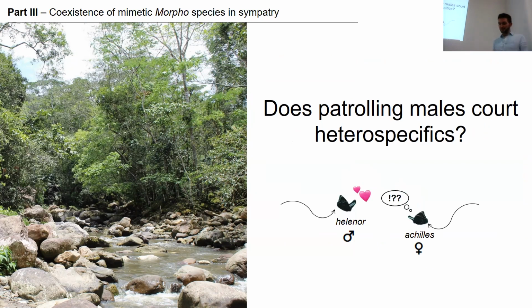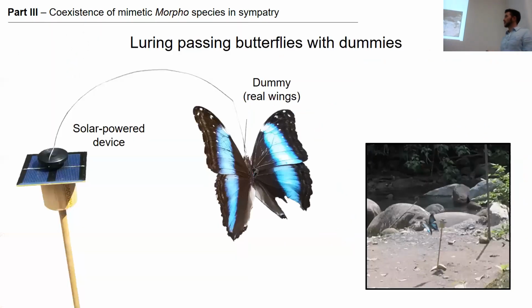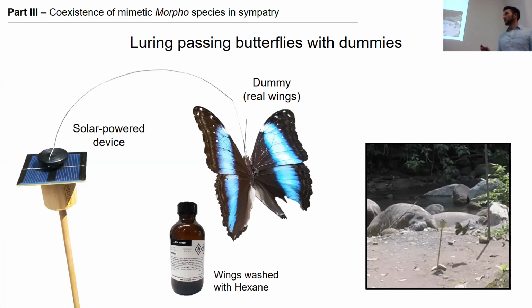To answer these questions, I used this device. It's a false butterfly, but built with real wings of Morpho. And there is this engine making the butterfly flutter, mimicking a real flying butterfly. Important to say, we washed the wings with hexane in order to remove any potential effect of pheromones so that we could exclusively focus on the effect of wing coloration.